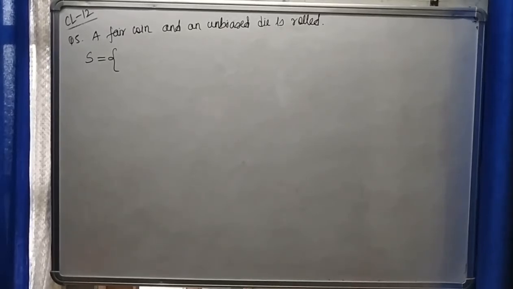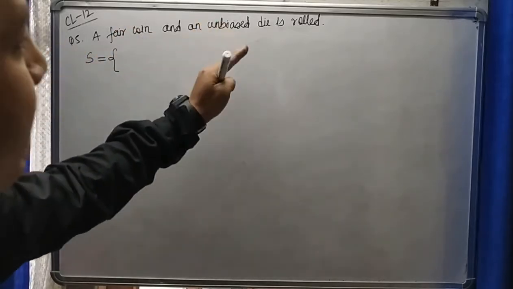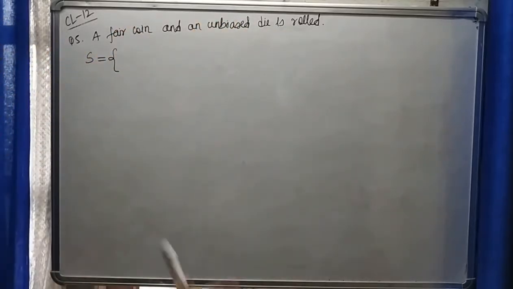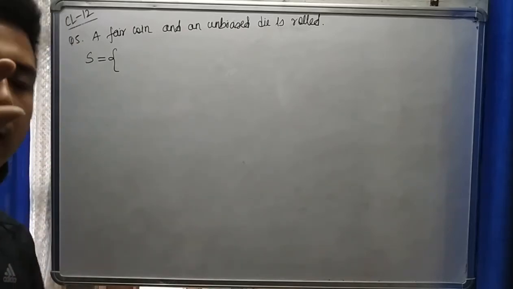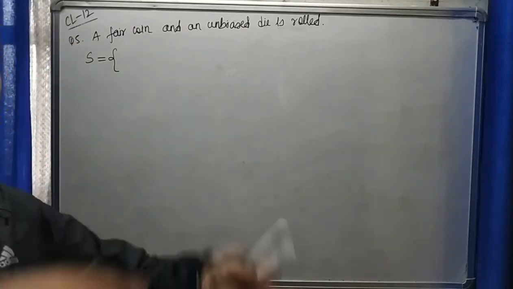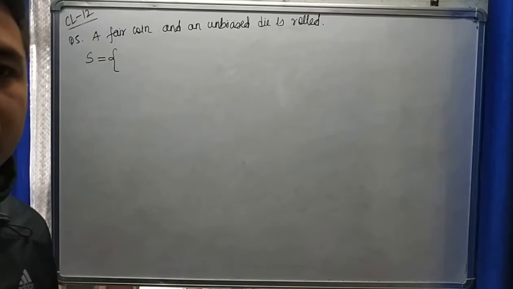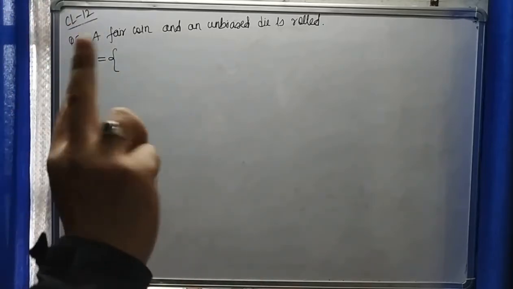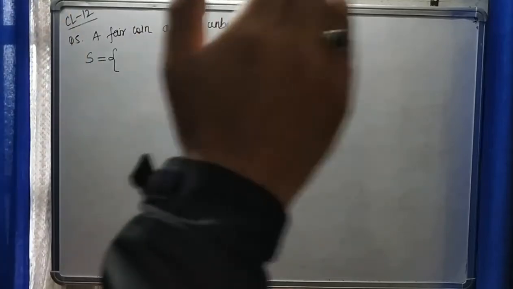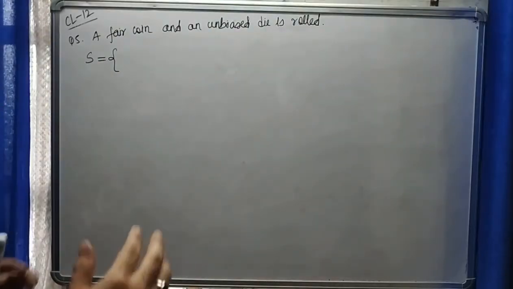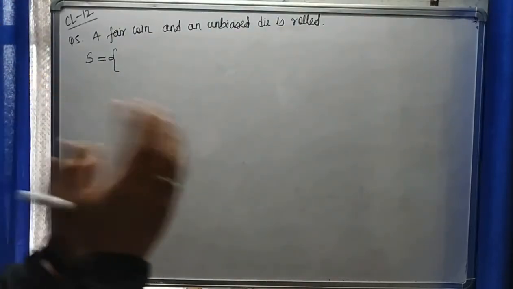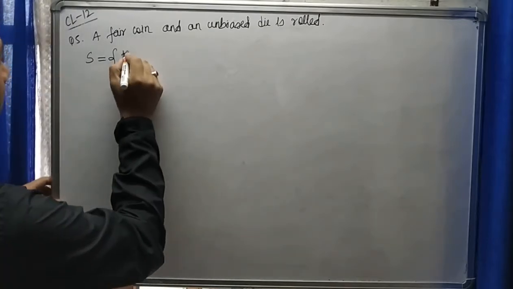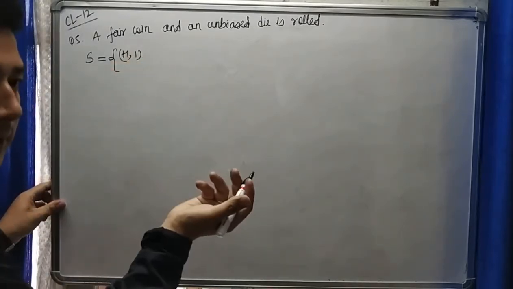Alright, let's move ahead with question number 5, which will be the last sum for today. The question says a fair coin and an unbiased die is rolled at the same time. You have a coin and a die, and you are rolling them together. So what kind of sample space will you get? A coin has head and tail, and a die has 1, 2, 3, 4, 5, 6. So for the sample space, first I'll take head. I might get head comma 1, isn't it?